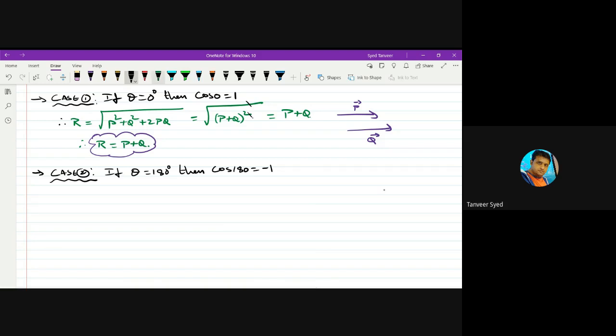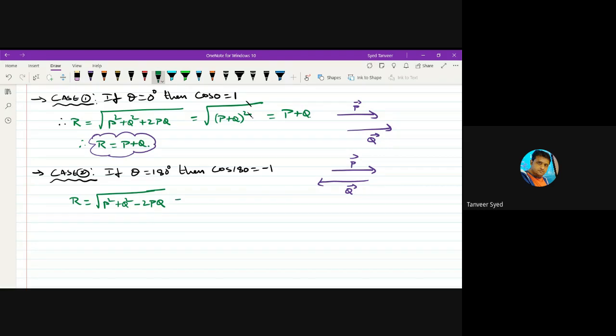Theta, the angle between two vectors, is 180 degree. That means the two vectors are anti-parallel to each other. This is vector P and this is vector Q. They are opposite. Then what will be the resultant? If you use the formula, root of p square plus q square plus 2pq cos theta, cos theta is minus 1. So it becomes minus 2pq.